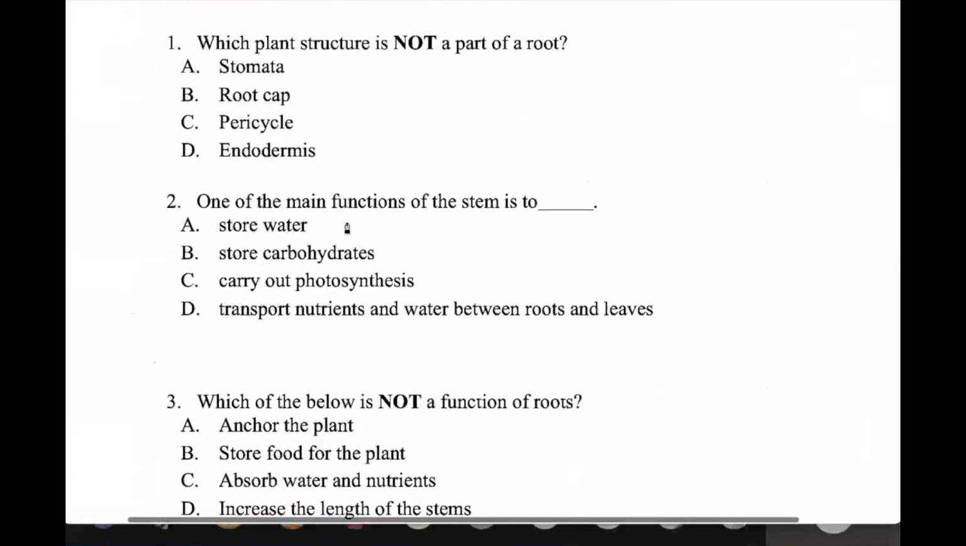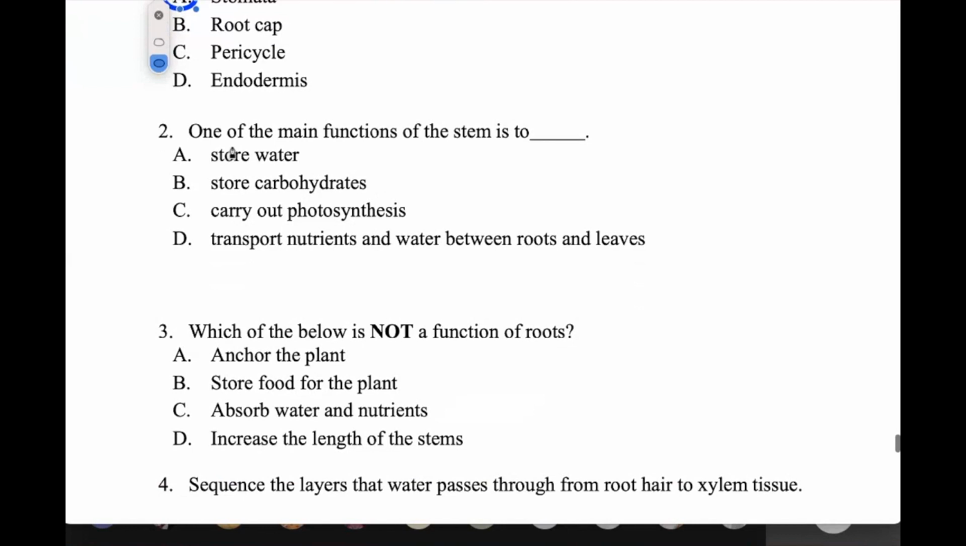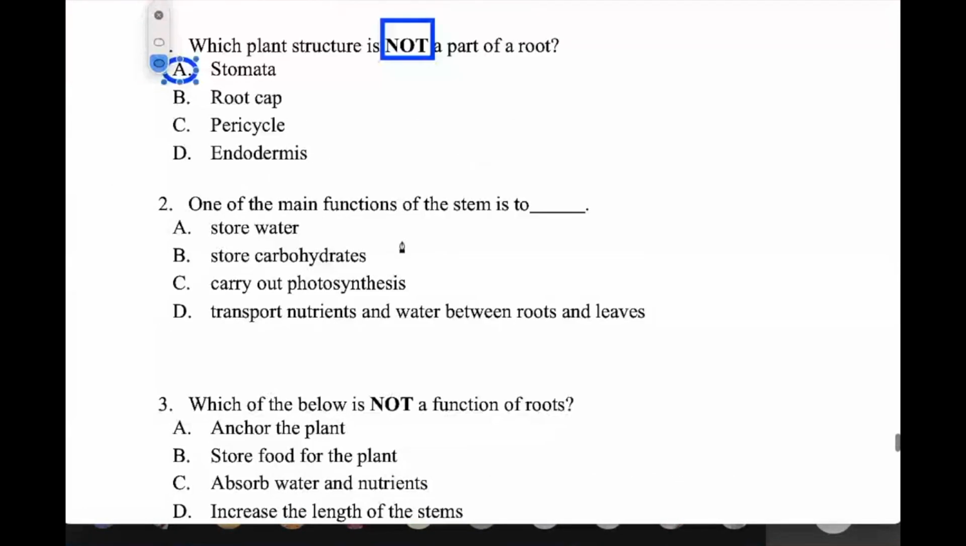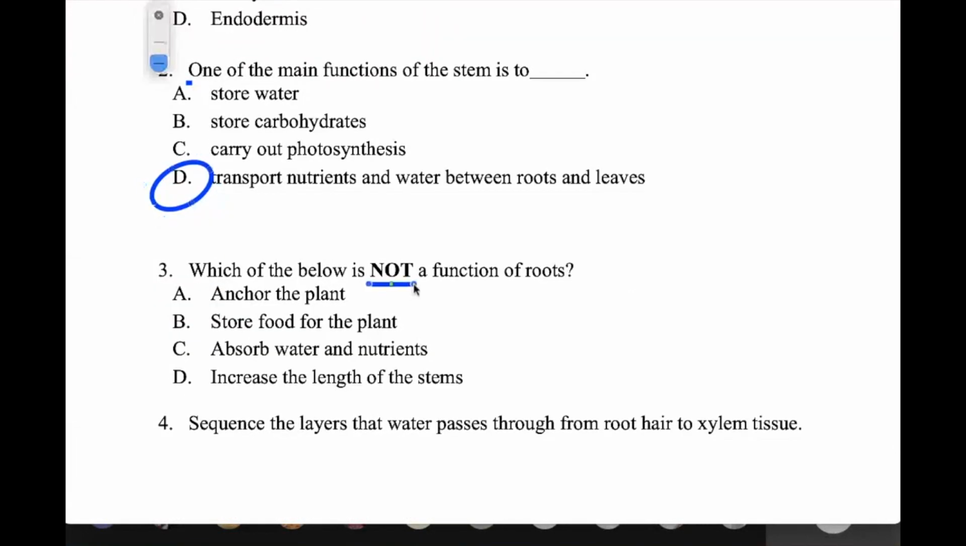Okay. Which plant part is not part of the root? Stomata, because it is in the leaf. Very good. Another question: the functions of the root are to store water, carry out transport, and transfer water between roots and leaf. Very good. Which of the below is not a function of the root? Increase the length of the stem.